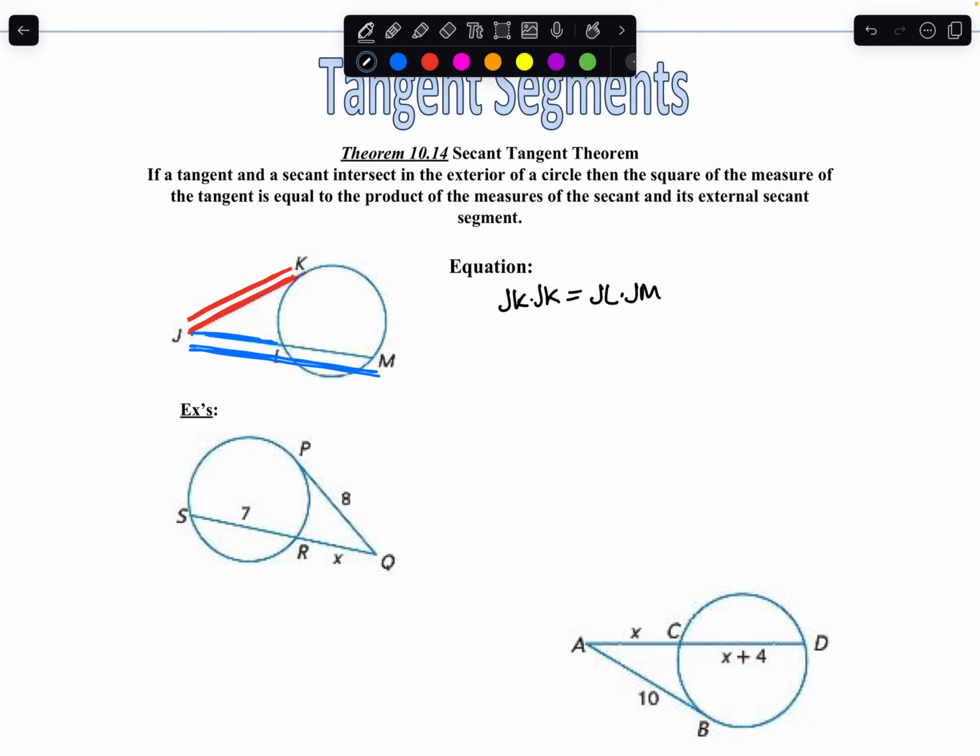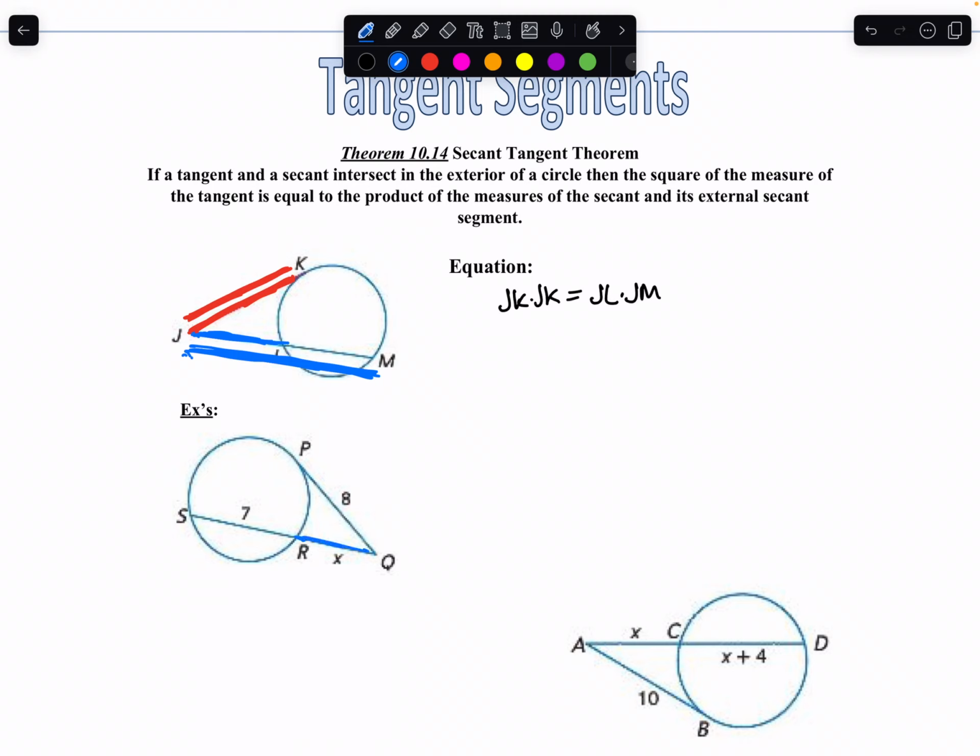So, in our previous scenario, we did outside piece times the full amount. Since in this scenario, the tangent line is the full amount, the outside piece is the full amount, we just multiply it by itself. So this is technically the same formula. The outside times the whole equals the outside times the whole length. So let's try some examples.